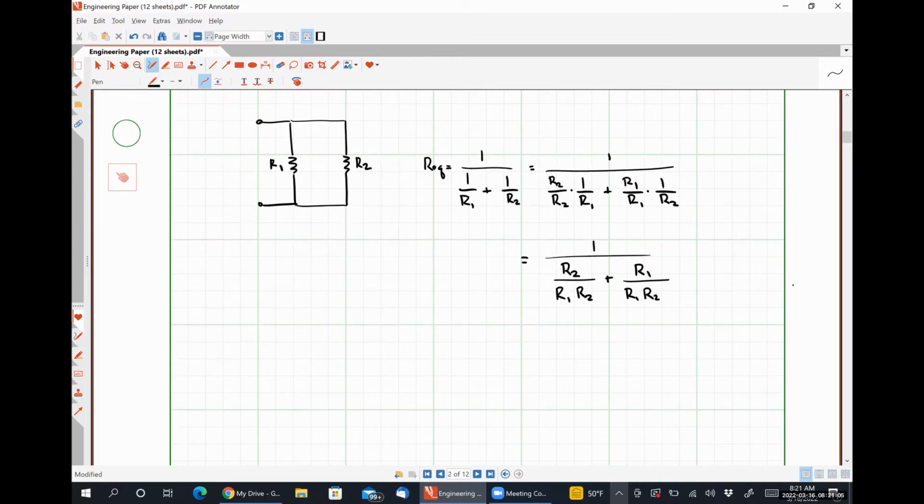Since the fractions in the denominator have the same denominator, I can combine those two fractions together, which gives me 1 over R1 plus R2 divided by R1 times R2, which is the same as R1 times R2 over R1 plus R2.